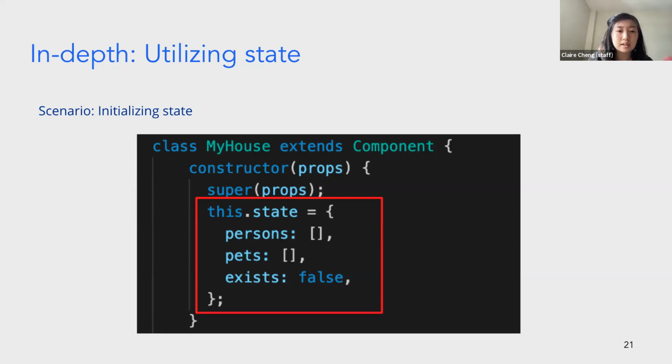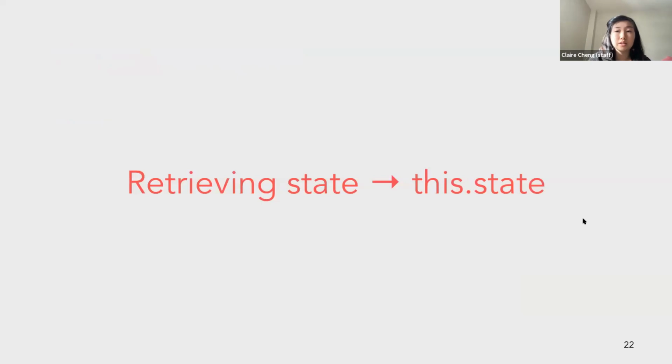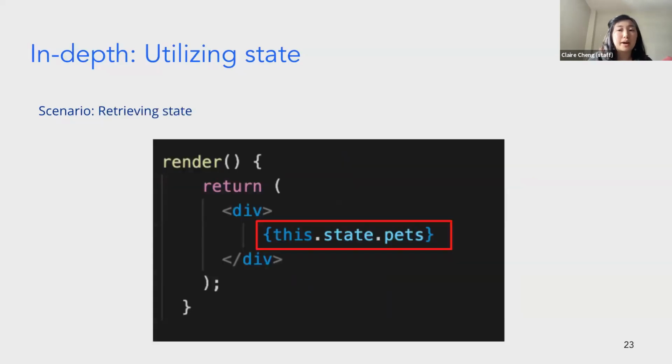If you've worked in other coding languages like Python, this is sort of like a dictionary. You can think of it as a dictionary where persons, pets, and exists act like keys, and then the values are on the right. So this is how you initialize state. And then if you want to use state, you do this.state, which is just a JavaScript object. So if you want to access the pets field of your state, you just do this.state.pets. Pretty self-explanatory. And remember, this is in curly brackets because it's a JavaScript object inside HTML.